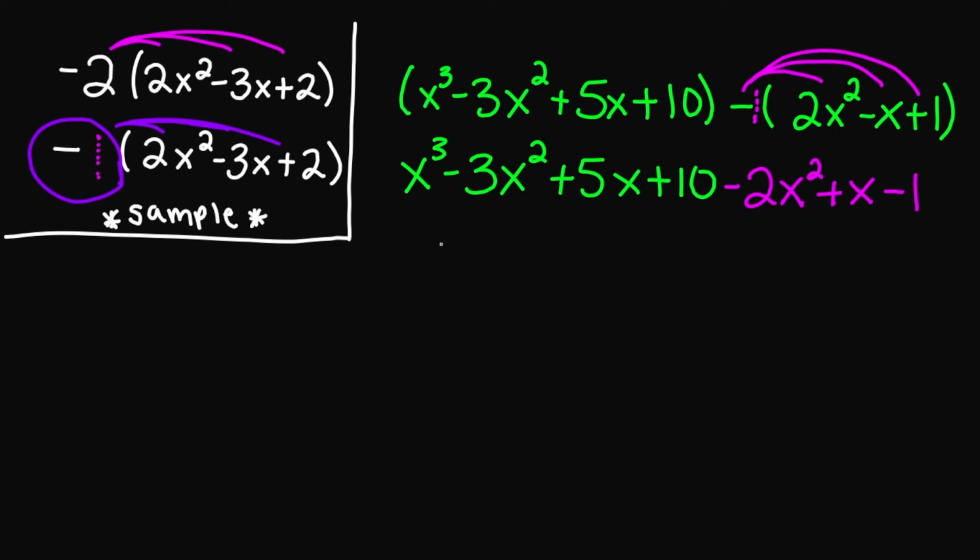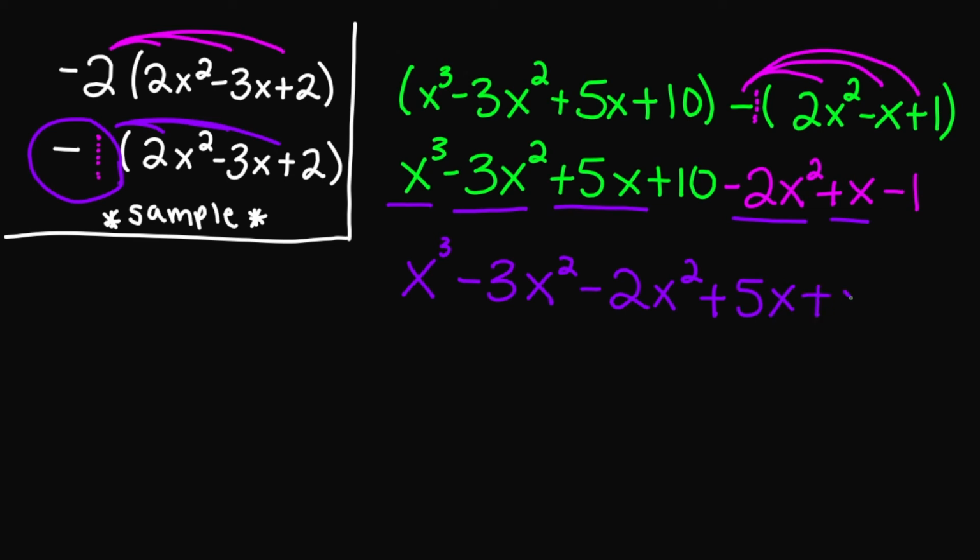Now let's go ahead and bring our like terms next to each other so that we can add or subtract. First, we have x cubed. I do not have any other x cubed anywhere, so I'm just going to write x cubed here. Next, we have negative 3x squared and negative 2x squared. So I'm going to write negative 3x squared minus 2x squared. Next, we have positive 5x and x. I'm going to write plus 5x plus x. And then we have 10 and minus 1. So I'm going to write plus 10 minus 1.